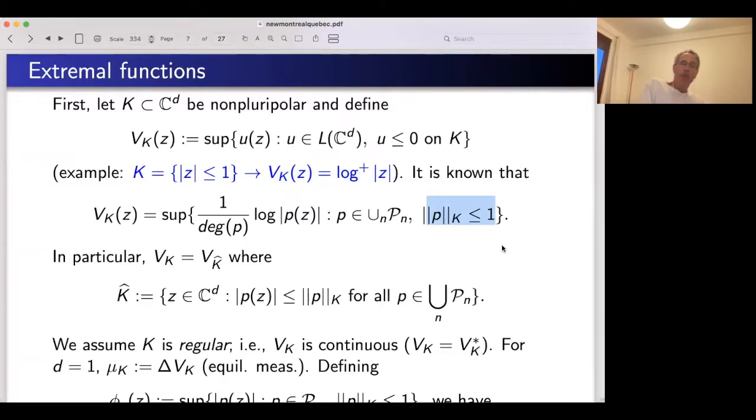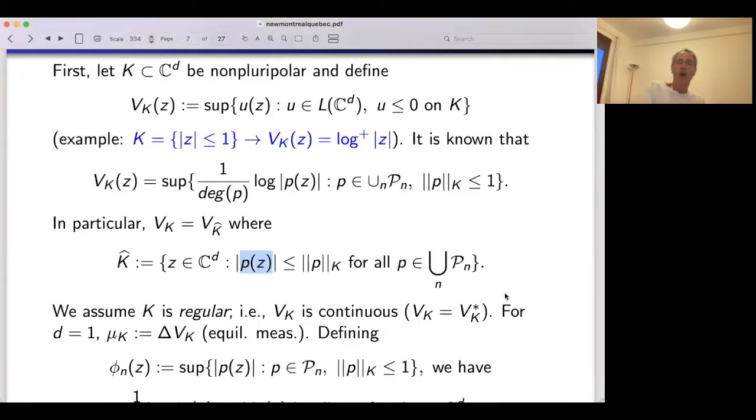Okay? And if you accept this, or take this as a definition if you like, then this extremal function V_K agrees with the extremal function for the so-called polynomial hull of K. The polynomial hull, excuse me, of K is the set of points where every polynomial gets no bigger in modulus than it does on the compact set in sup norm.